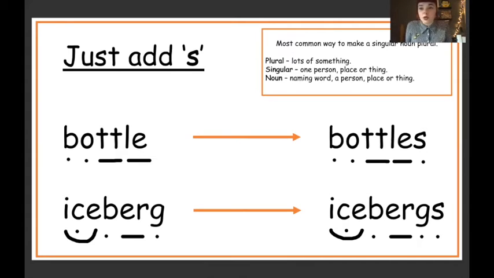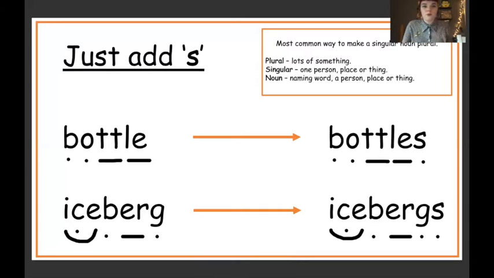And I've got a couple of words on the screen that I've made plural. So what I've got is the word bottle, okay? And when you've got more than one bottle, you add an S, bottles, okay? So we're just adding that S onto the end. And it's the same for the word iceberg. We just add an S to the end to make it plural. And like we've said, this is one of the most common ways of making that singular noun, that bottle, that iceberg, plural.